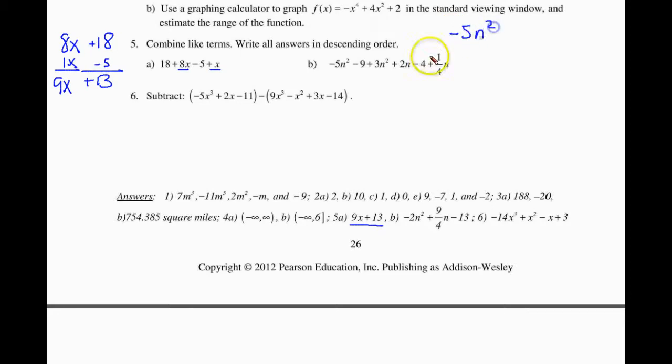-5n squared. Now we're looking for some other n squareds. There's one right here, plus 3n squared. And then we have an n here. So we have a plus 2n and a plus 1/4 n. Well, we have fractions. We're going to have to work with those. Then we have a -9 and a -4.